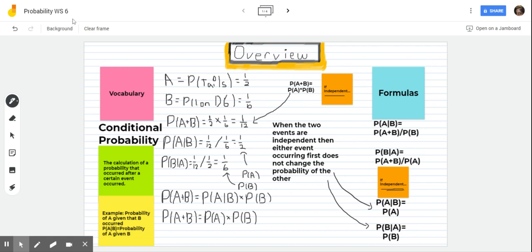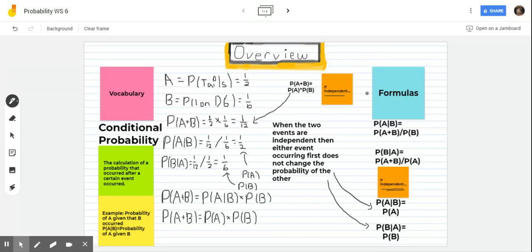This is an overview of Lesson 6. Our main vocabulary includes conditional probability. This is the calculation of a probability that occurs after a certain event has occurred. For example, the probability of A given that B occurred, which is written like this, is a conditional probability.